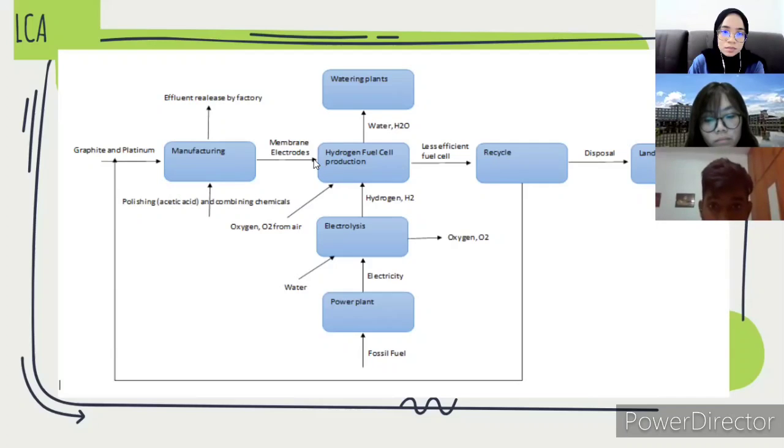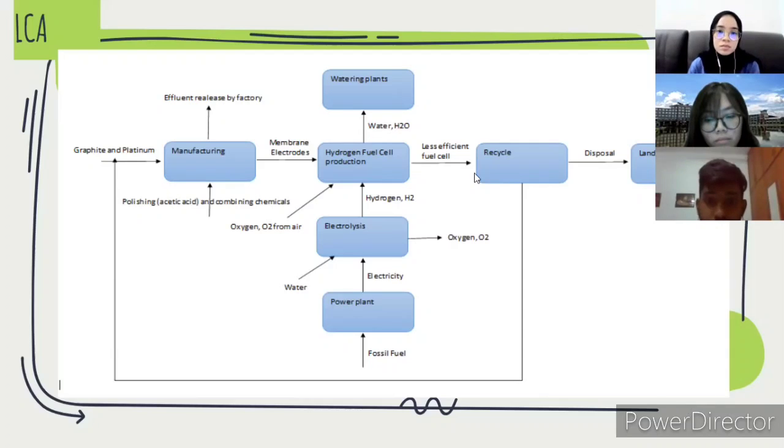After the membrane electrodes are produced, we need raw fuel, which is hydrogen gas, which is produced from the power plant by using a fuel cell to produce electricity. The electricity is used for the electrolysis of water to produce hydrogen gas and oxygen. Hydrogen will be used as fuel for the hydrogen fuel cell. Then the remaining byproduct of the hydrogen fuel cells will be used for watering plants.